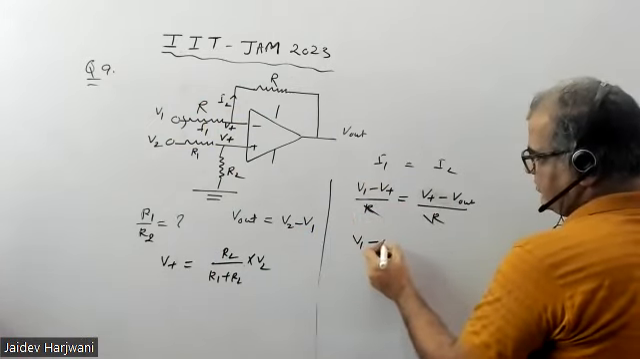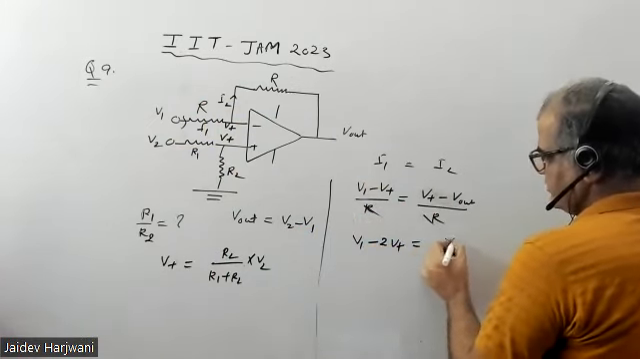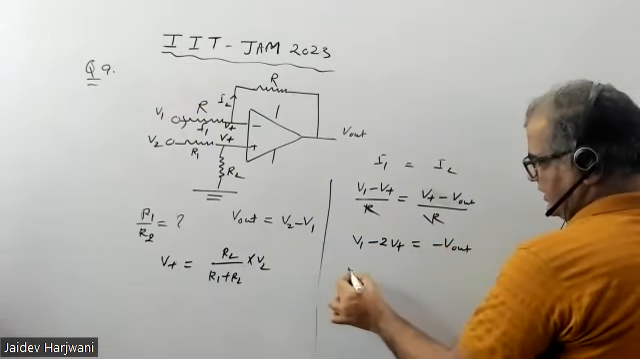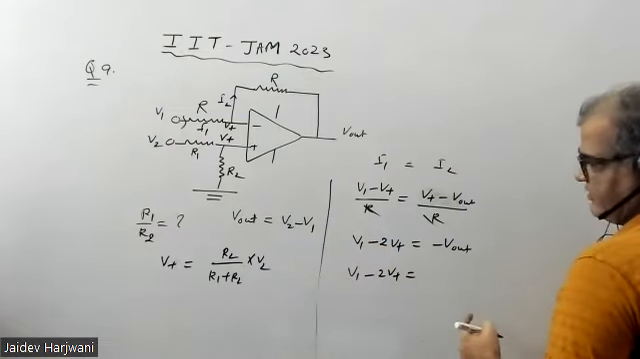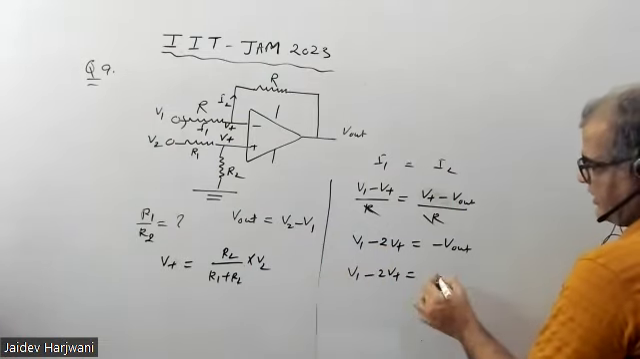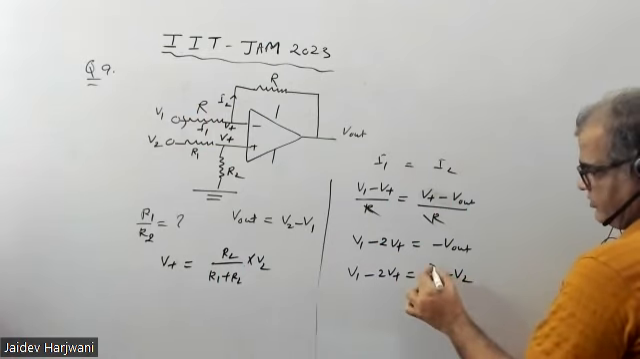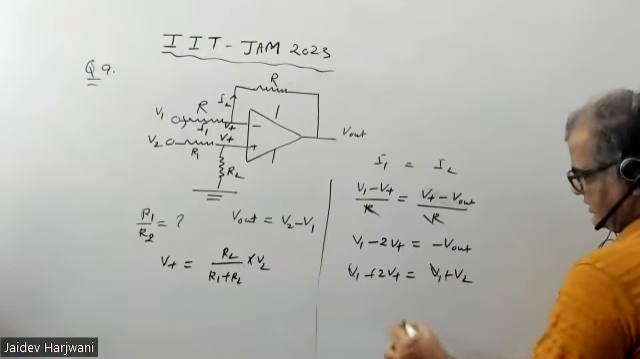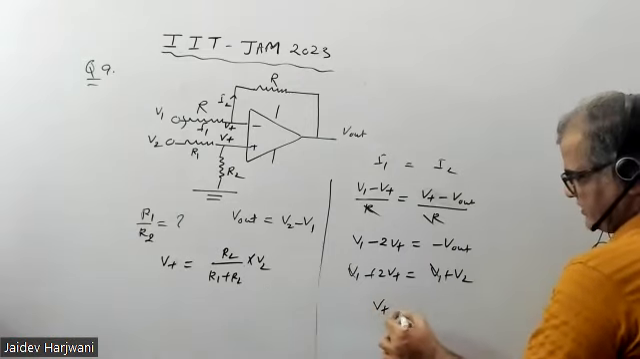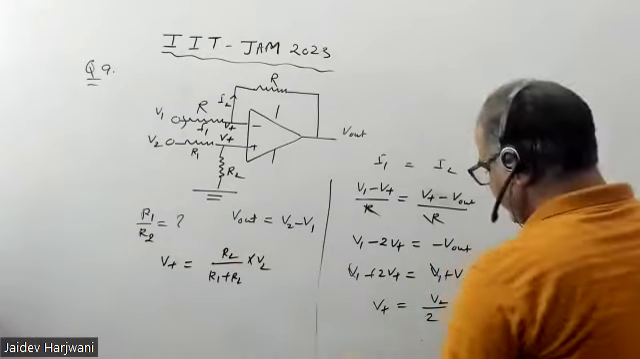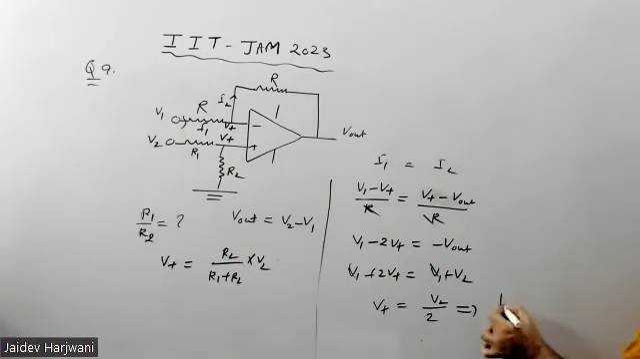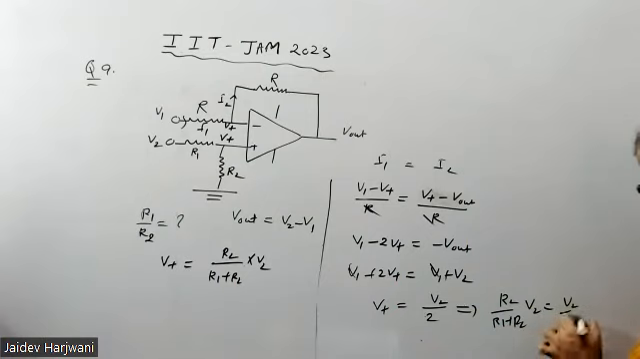So this will give me what? V1 minus 2 V plus equals V output, and V output is given to us as V2 minus V1. So minus is there, so I can write V1 minus V2. So V1 cancels, minus minus cancels, so I am left with V plus equals V2 upon 2. Now the V plus value was already calculated, so this implies R2 upon R1 plus R2 into V2 is equal to V2 by 2.